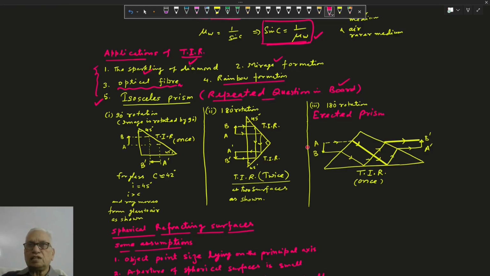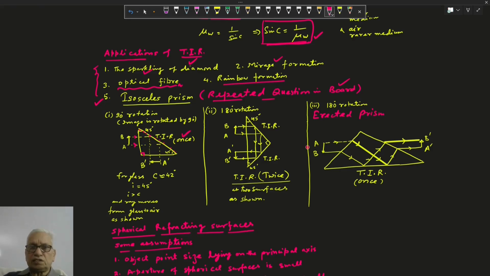What is this? An isosceles prism. Isosceles means one angle is 90 degrees, and the others are equal, so 45 and 45. If we keep this isosceles prism in this way, AB is the object, this is the ray moving along the normal, incident with no deviation. At this surface, we are getting the total internal reflection once.